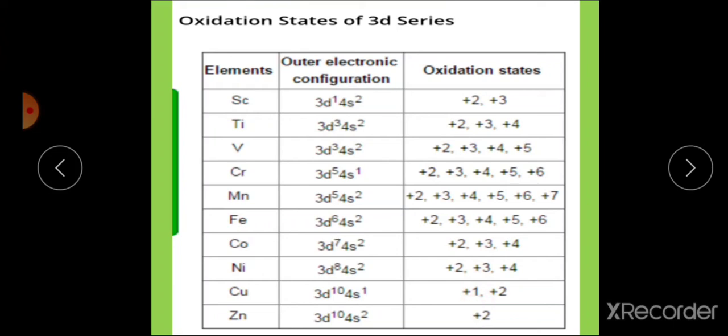You can see this chart. Here the oxidation states of copper are +1 and +2. Copper salts in the +1 oxidation state are called cuprous salts, while copper salts in the +2 oxidation state are called cupric salts. Zinc has only one oxidation state, that is +2.